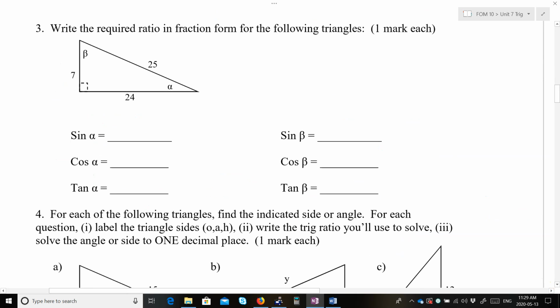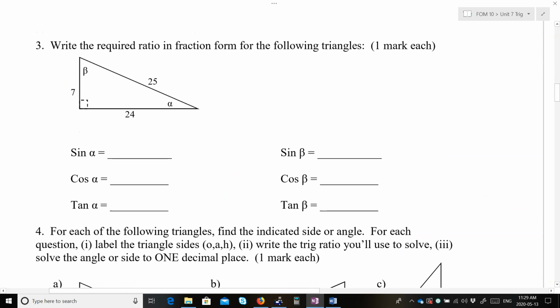All right, number 3, write the required ratio in fraction form for the following triangles.